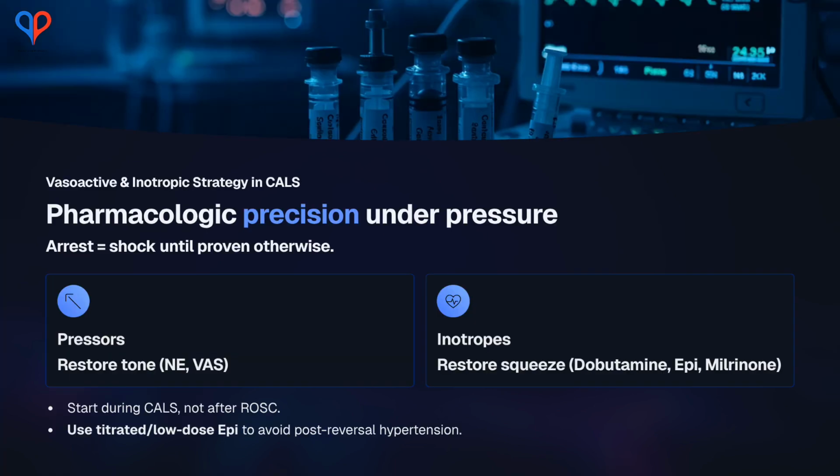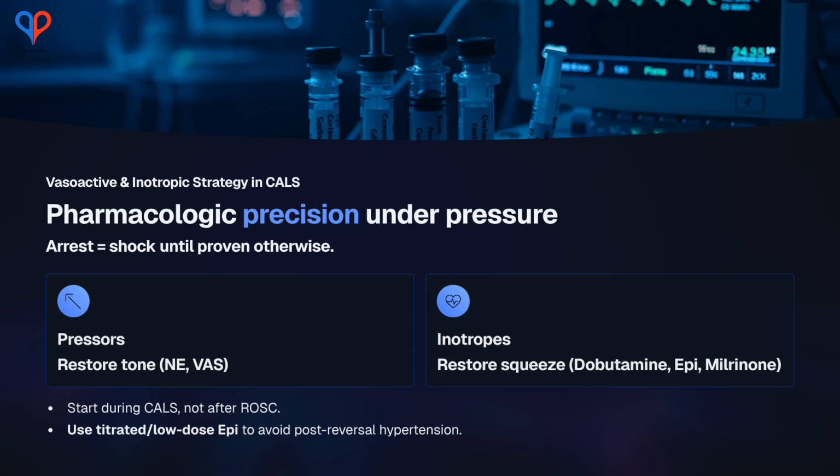Run vasoactive and inotropic support at the same time as CALS steps. Do not wait for return of spontaneous circulation to begin vascular tone and pump support. Start norepinephrine to raise systemic vascular resistance. Add vasopressin early in vasoplegia. Start an inotrope when contractility is low. Use dobutamine when you mainly need squeeze. Use low-dose epinephrine when you need squeeze and some chronotropy. For right-sided failure or pulmonary hypertension, consider Milrinone if blood pressure allows.